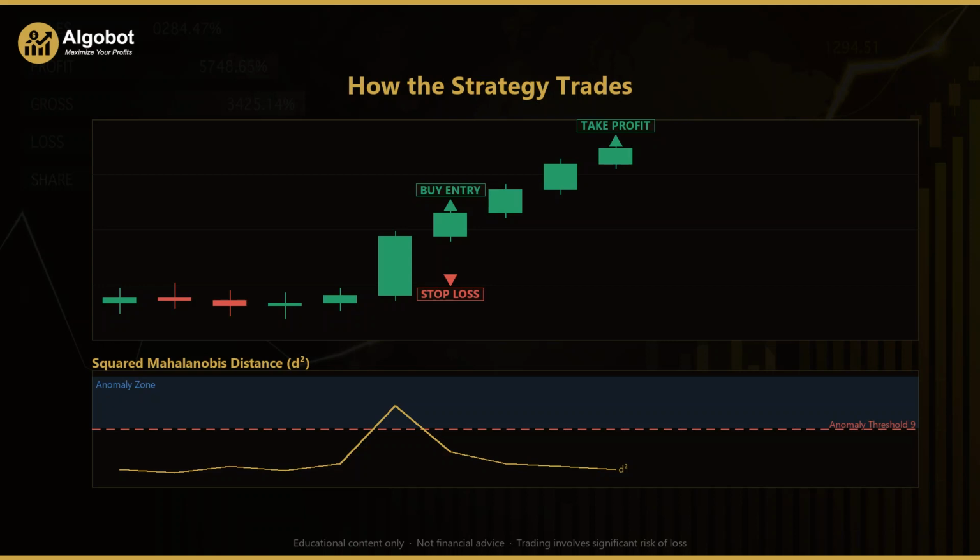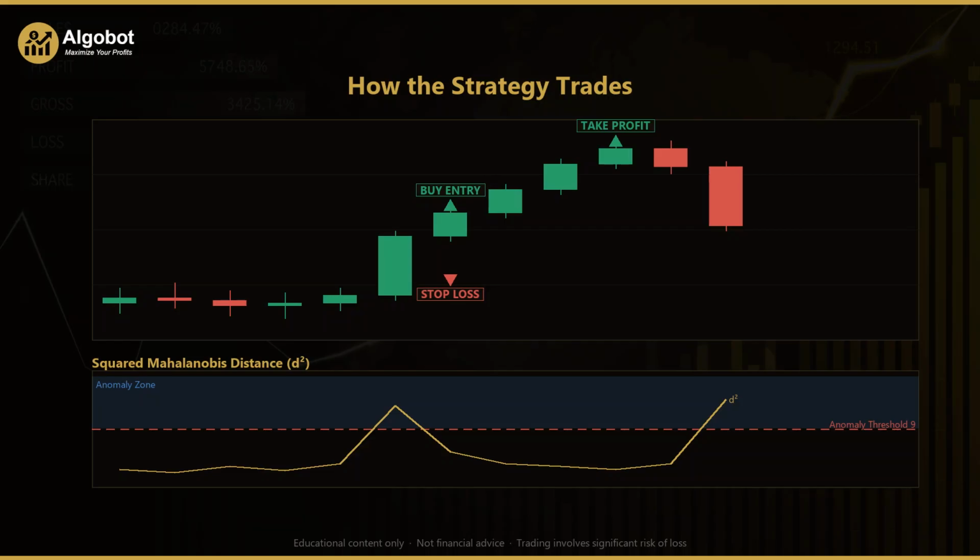From there, follow the next few candles as buyers stay in control. Price grinds steadily higher, bar after bar, until it reaches the take-profit marker several candles later, where the long position closes at its target. Notice that all through that advance, d-squared has fallen back to normal. The information event has been digested.